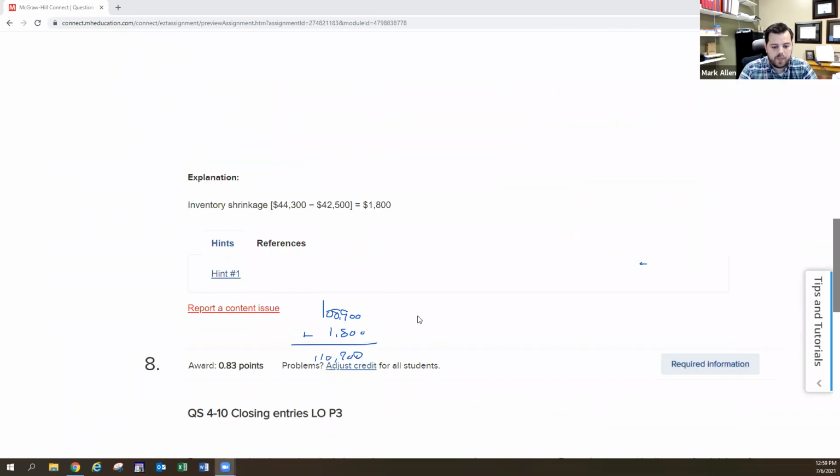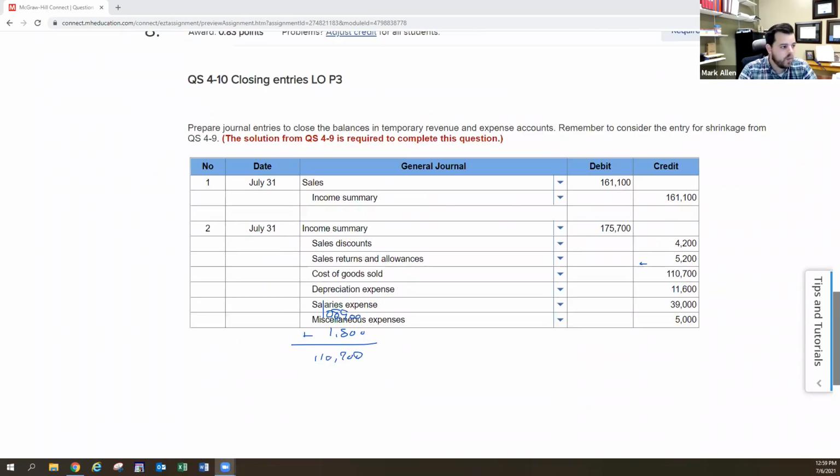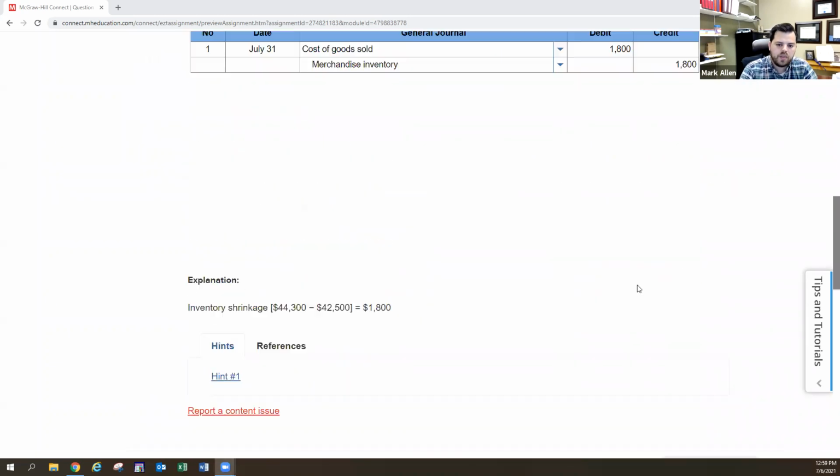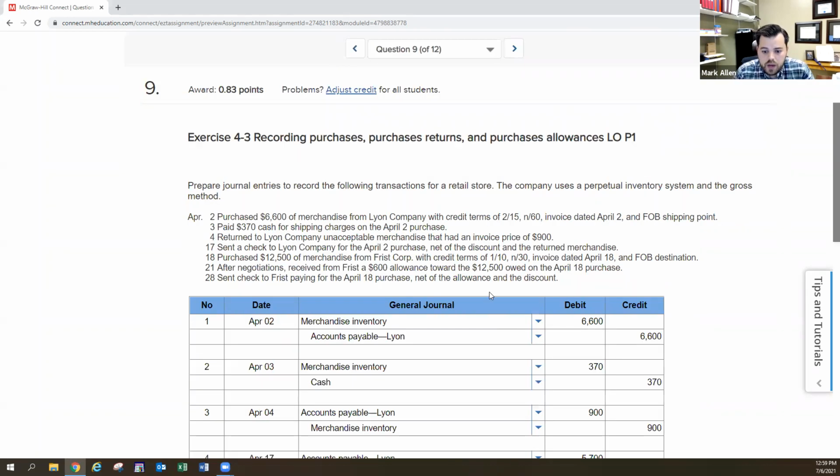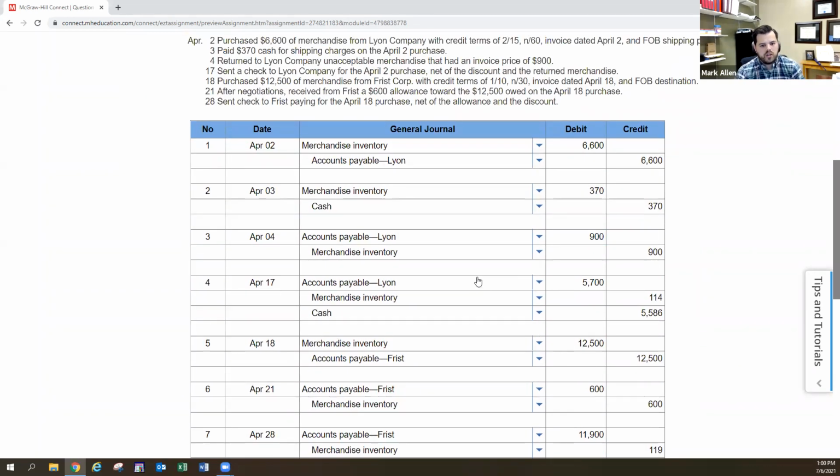So that is what is happening here, right? That is where this number actually comes from, right? That is where this 110,700 comes from, is from the fact that we start with what we were given and then add in the adjustment for shrinkage. Okay, so that handles question 8. And with that, we are ready to move on to question 9. Now, here in question 9, we'll be looking at some more journal entries.